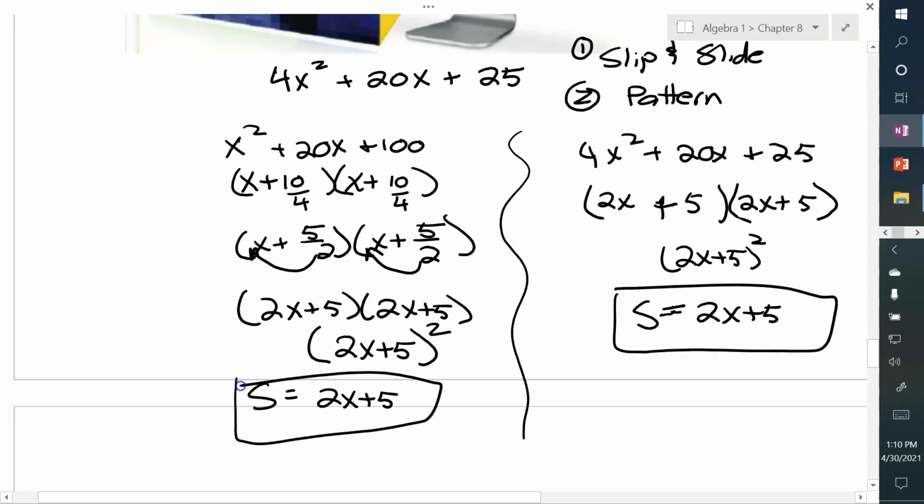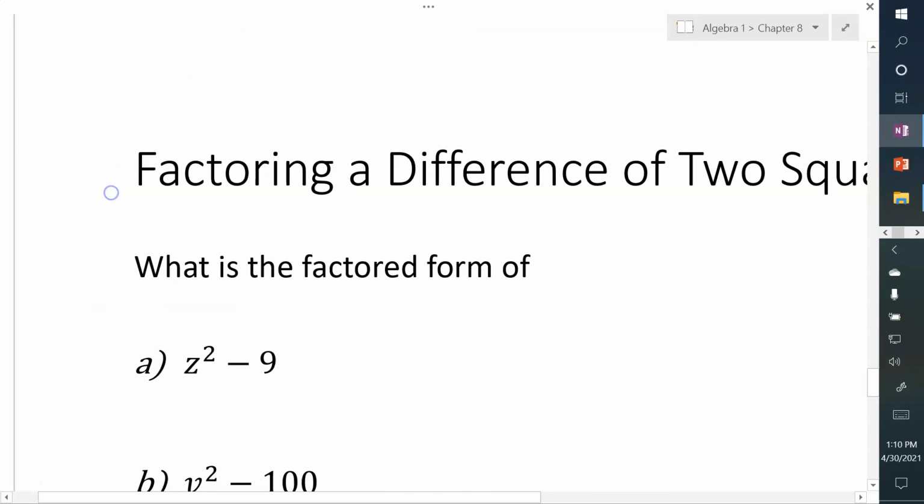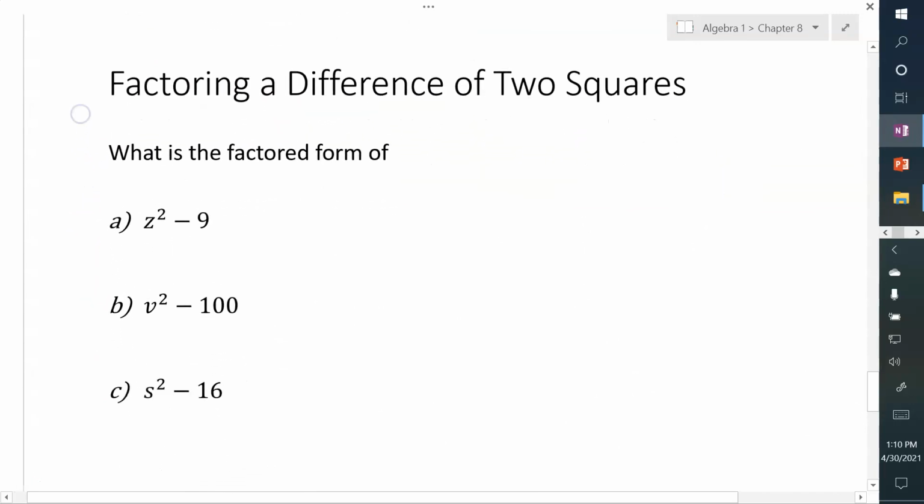I do not care which way you go, if you choose to factor like normal or if you choose to use the pattern. It's fine with me. Now the next type we're going to do factoring is a difference of two squares. So take a look at A. We have z squared minus 9. So our first term is a perfect square. Now look at negative 9. That's also a perfect square.